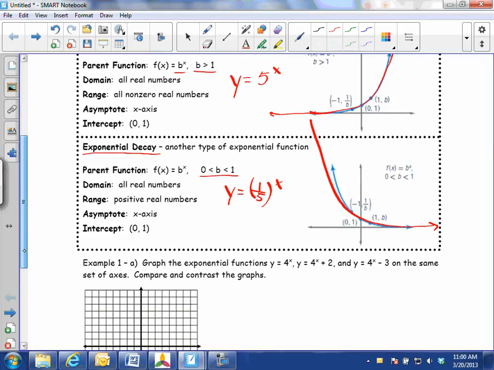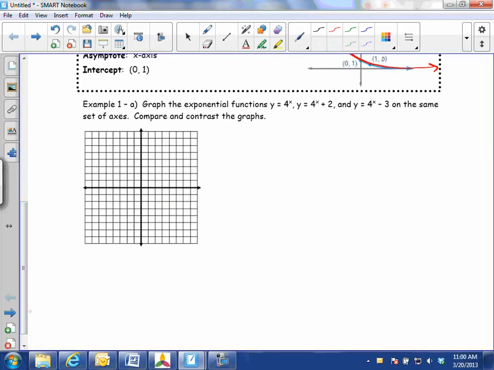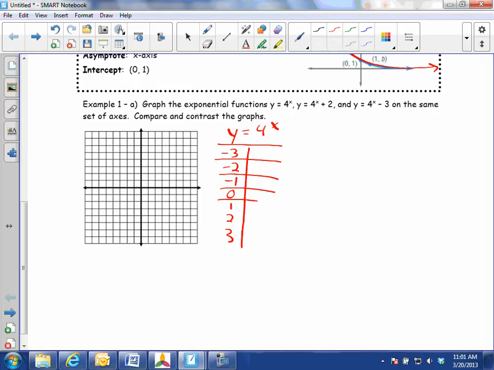Okay. So example 1 asks us to graph these three functions on the same set of axes, meaning on the same graph, and then compare and contrast them. The easiest way to do these, I think, is to make a table of values. So let's make the table of values for this one. I would usually probably start with -3, -2, -1, 0, 1, 2, 3. Okay, so you're going to take a calculator.